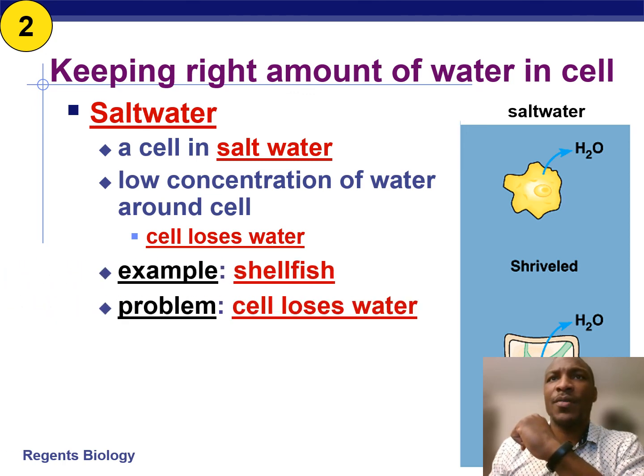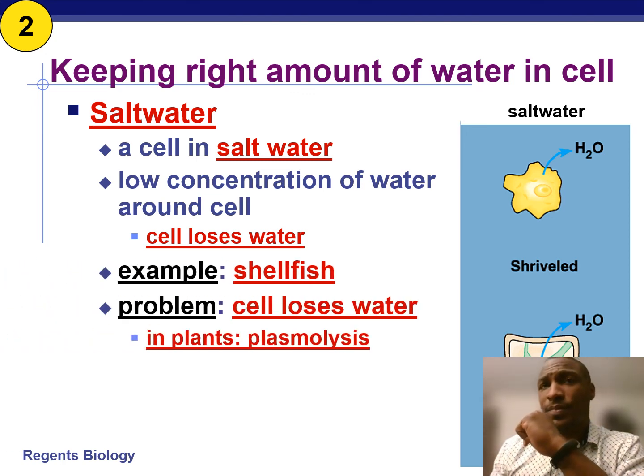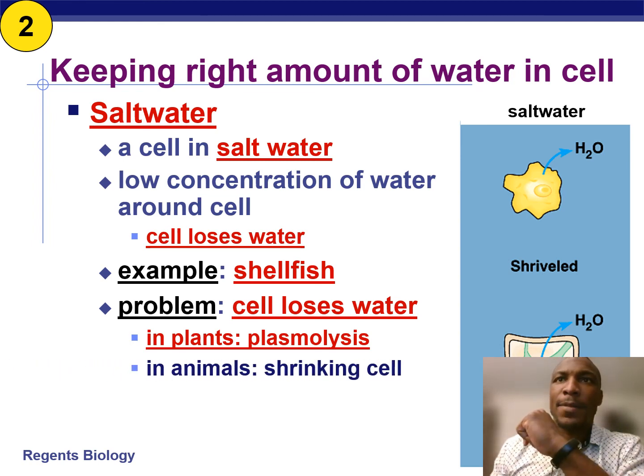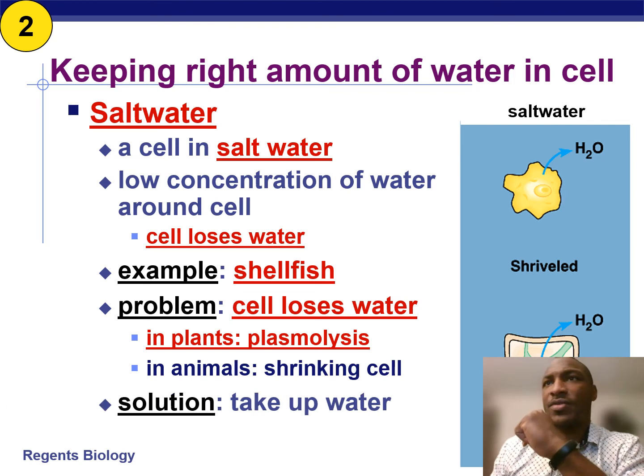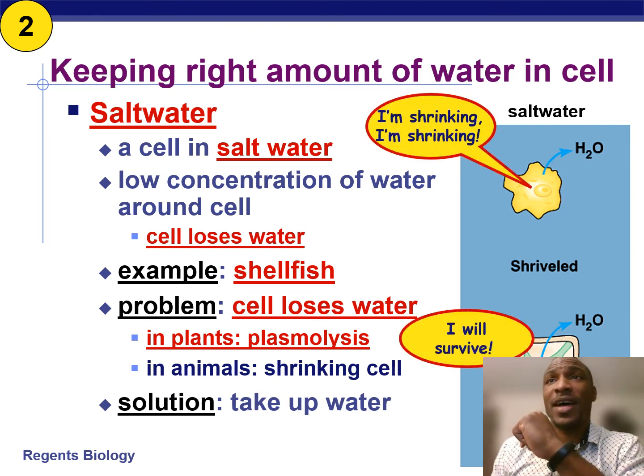Example, shellfish. Problem: the cell loses water. In plants, this is called plasmolysis. In an animal cell, it is the shrinking of the cell; it shrivels. The solution: you take up water, you have to drink some more. I will survive. I'm shrinking.